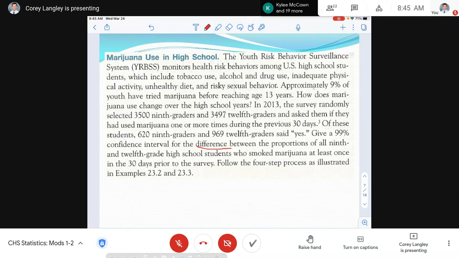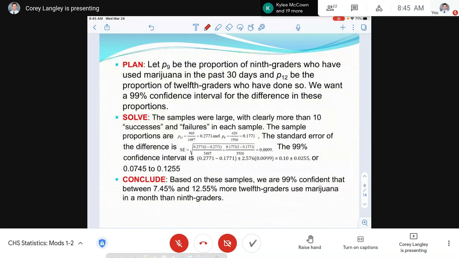All right, so let's look at our data here. You can see that rather than calling them population 1 and 2, let's just use P9 and P12. It's a little easier to keep straight what's what. So we want a 99% confidence interval. In the middle of our slide, we can see our two sample proportions.